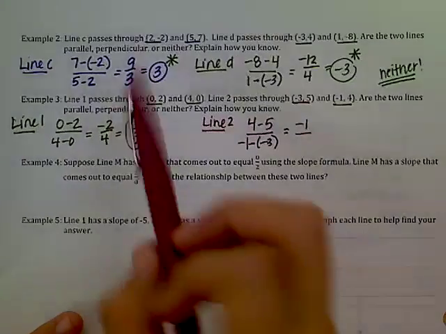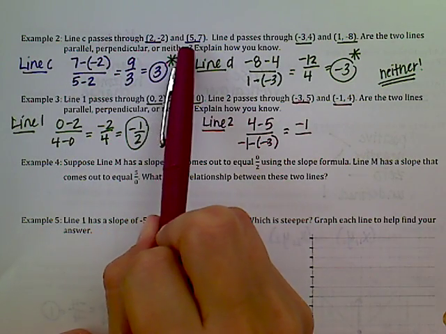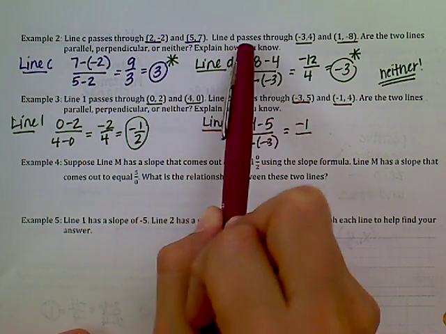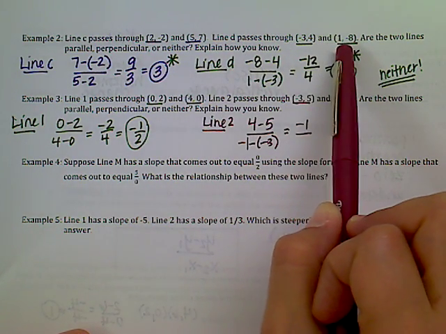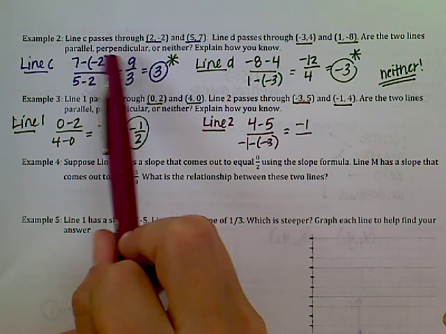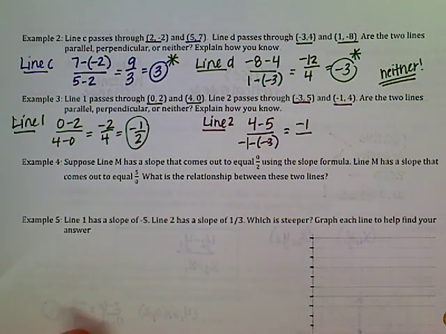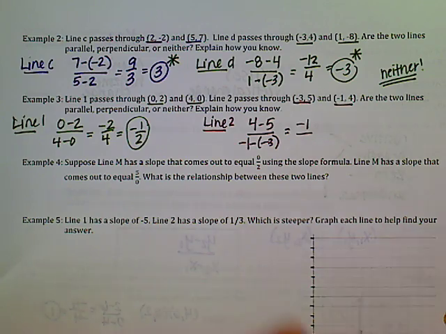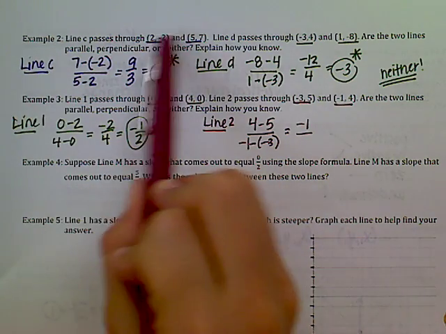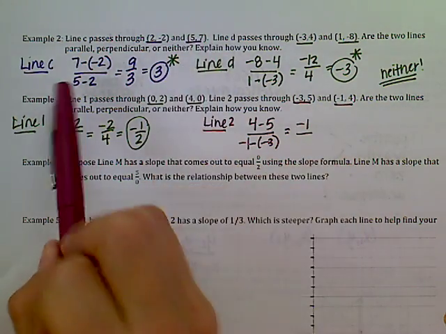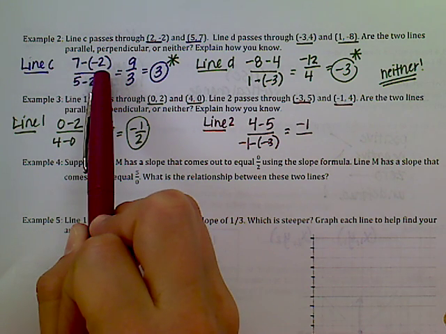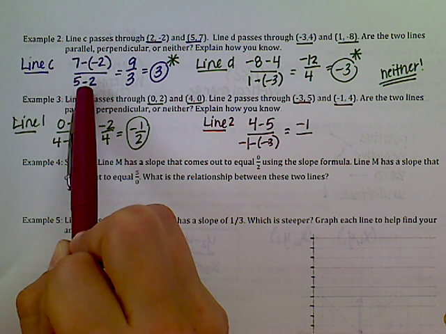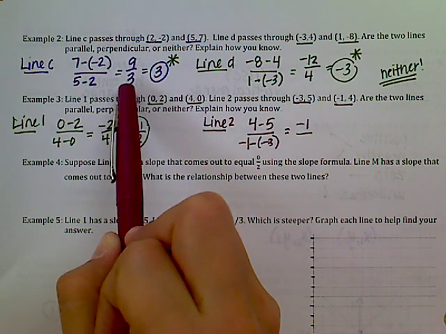So the first one says line C passes through (2, -2) and (5, 7). Line D passes through (-3, 4) and (1, -8). Are the two lines parallel, perpendicular, or neither? And explain how you know. So what you need to do for each of these is go through and find the slope. So for line C, I use my 2 points, just find the slope. So 7 minus a -2 over 5 minus 2. And you should get 9 over 3, which is 3.